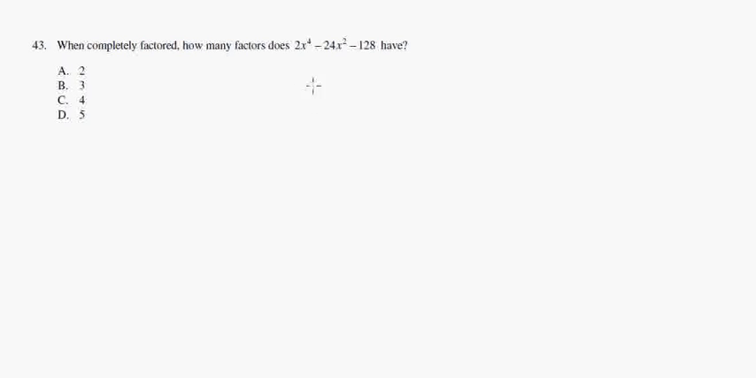Alright, well, first thing we can do is start factoring it. Even though it's only asking us for how many factors, we still need to factor the whole trinomial to figure out how many factors it actually has. So first, notice that the 2, the 24, and the 128 are all even numbers, so we can factor a 2 out. This will leave us with the following inside the brackets.